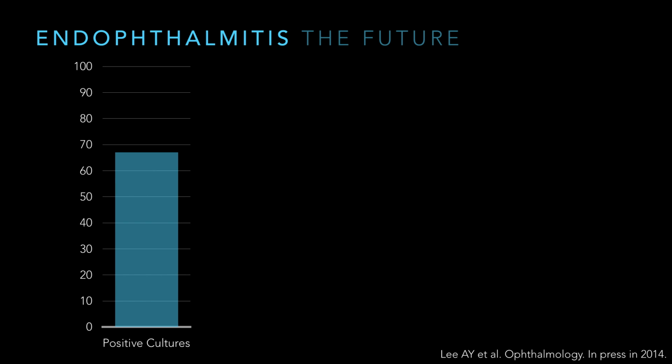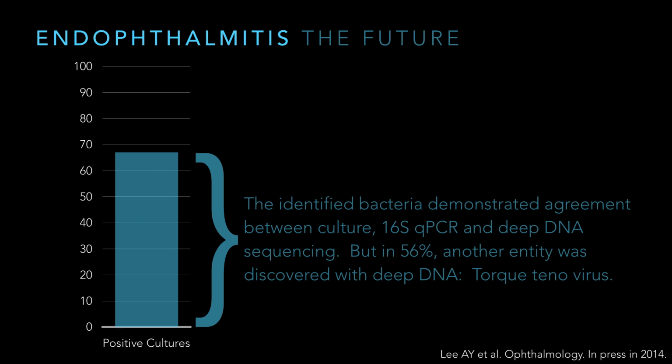But then he did this other thing called deep DNA sequencing, which is like finding everything that's got DNA and trying to figure out what it belongs to. And he also did 7 controls from people that were getting ERM peels and things like that. So 56% of these culture positive results also had this other thing growing in them, torquetenovirus. Who's heard of that? Raise your hand if you have. You automatically graduate from residency today. Torquetenovirus is growing, so that's weird.